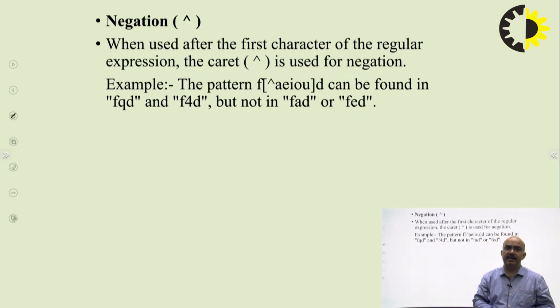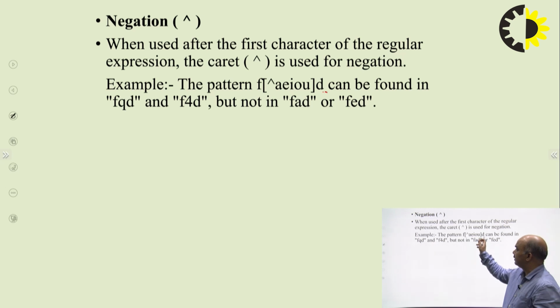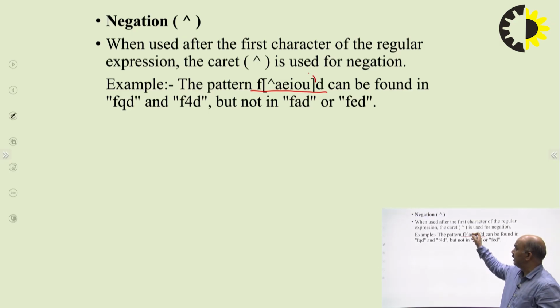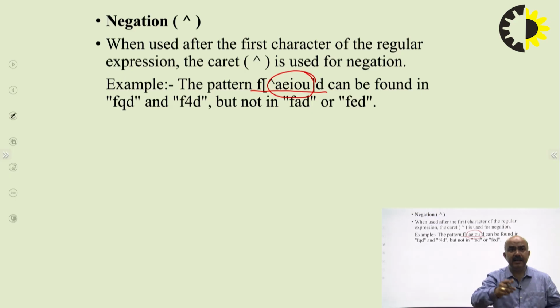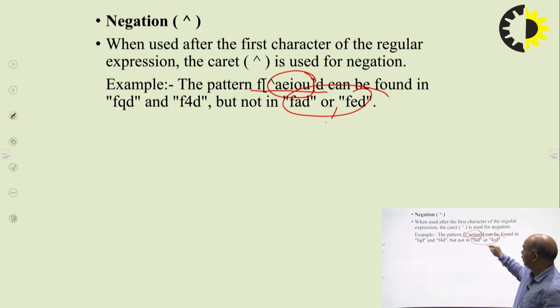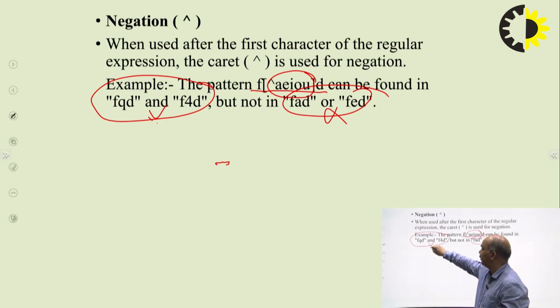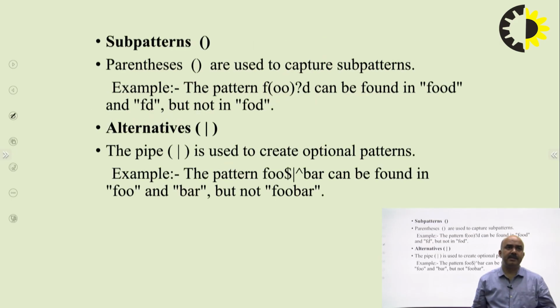Negation means that when the caret is the first character of the regular expression, it is used as negation. Let's suppose in this example we have negation of the vowels in between. It can be found in FQD and F4D, but not in FAD and FED. It means that whatever values are given in this example must not be there in that input string. If they are there, in that case they are not acceptable. As there are no vowels there, they are acceptable, so that string will be accepted in this case.